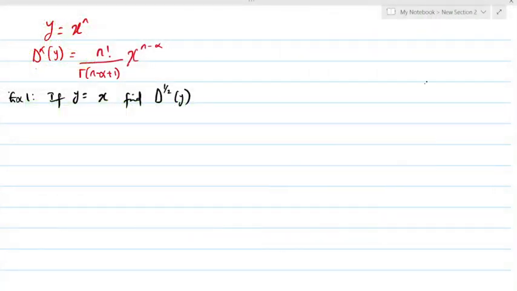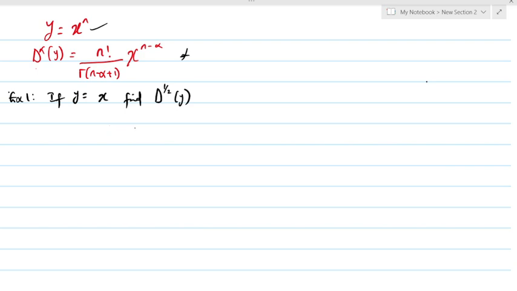So today, in our last lesson, we were able to derive the fractional derivative for the function x raised to the power n. We derived that the fractional derivative of x^n is n factorial over gamma of n minus alpha plus 1, times x raised to the power n minus alpha. So today we are going to implement this formula to solve two examples.